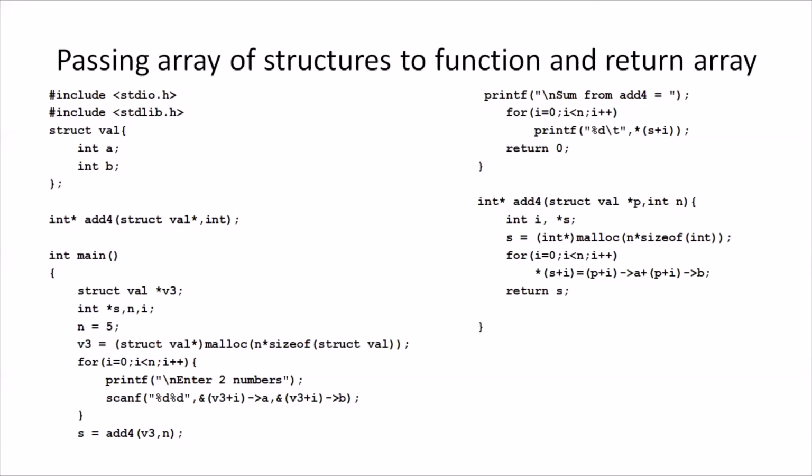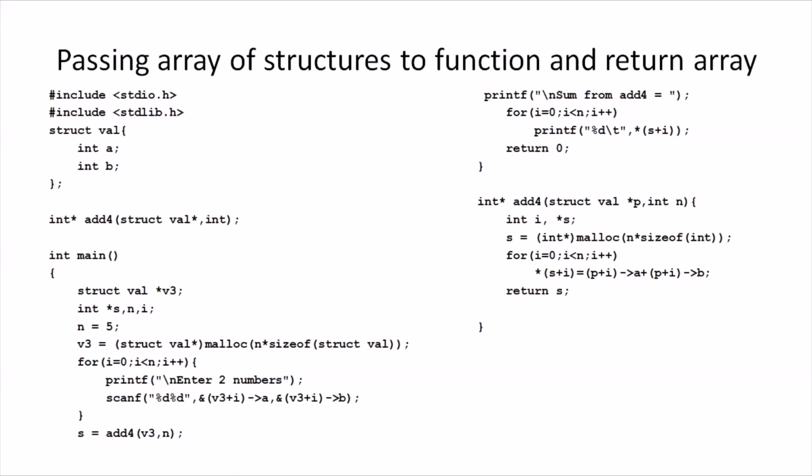Coming to the main function, we first declare a pointer to the structure variable struct val called v3. We also declare a pointer to an integer s and two integer variables n and i. n is hard-coded to be 5. We can also take the value of n as input from the user, and accordingly in the statement v3 equal to struct val star malloc n into size of struct val, we create an array of structures of size 5 whose base address now gets stored in the variable v3.